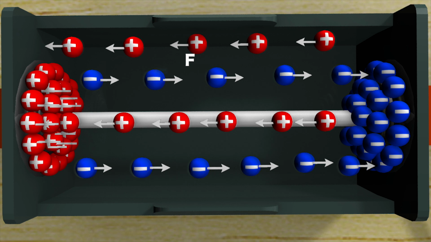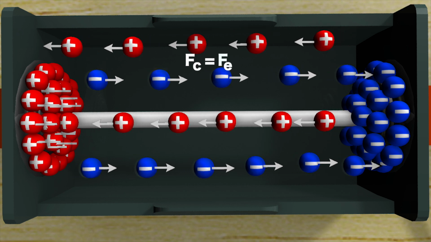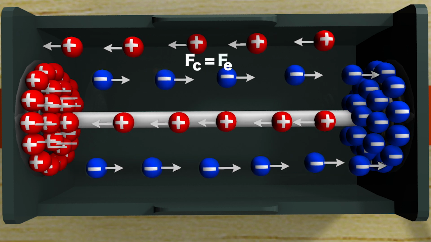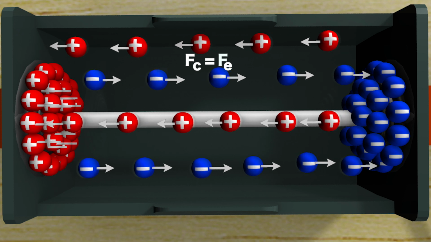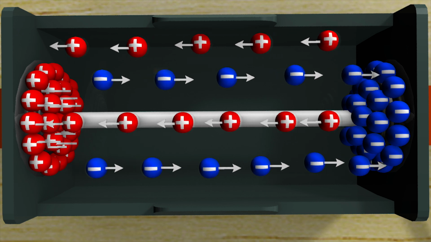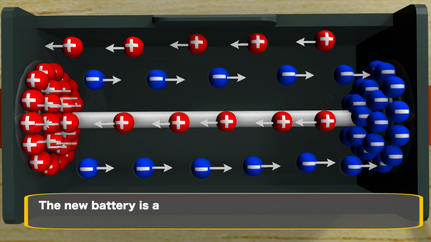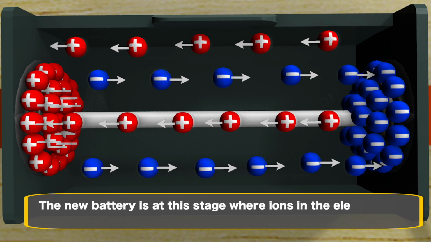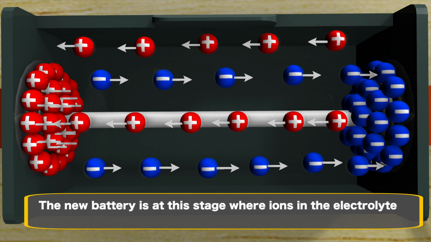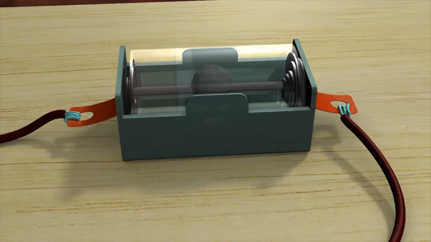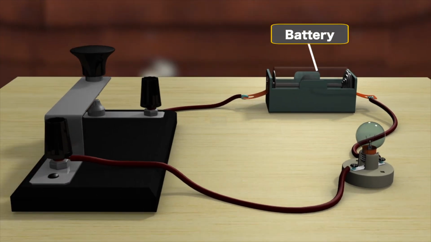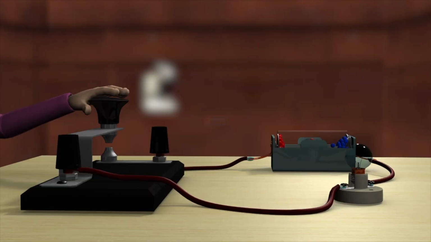The chemical force Fc is equal to Fe. When the accumulation of charges on the plates is sufficient and the chemical force is equal to the electric force Fe, there will be no motion of ions. The new battery is at the stage where ions in the electrolyte are under the influence of a balanced force. Suppose the battery is connected to a conducting wire, a bulb and a key.